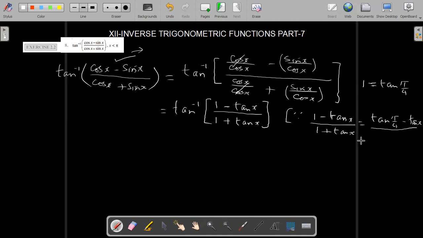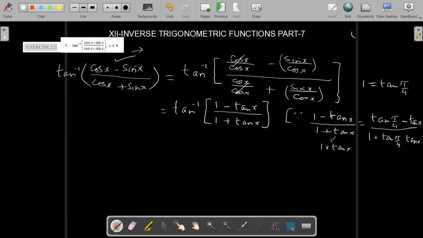Divided by, but this one you don't disturb this one. With this tan x, actually this tan x can be written as 1 into tan x, because we are converting into tan a minus b. Tan a minus b is equal to tan a minus tan b upon 1 plus tan a tan b. So here we can write tan 45 degrees into tan x.